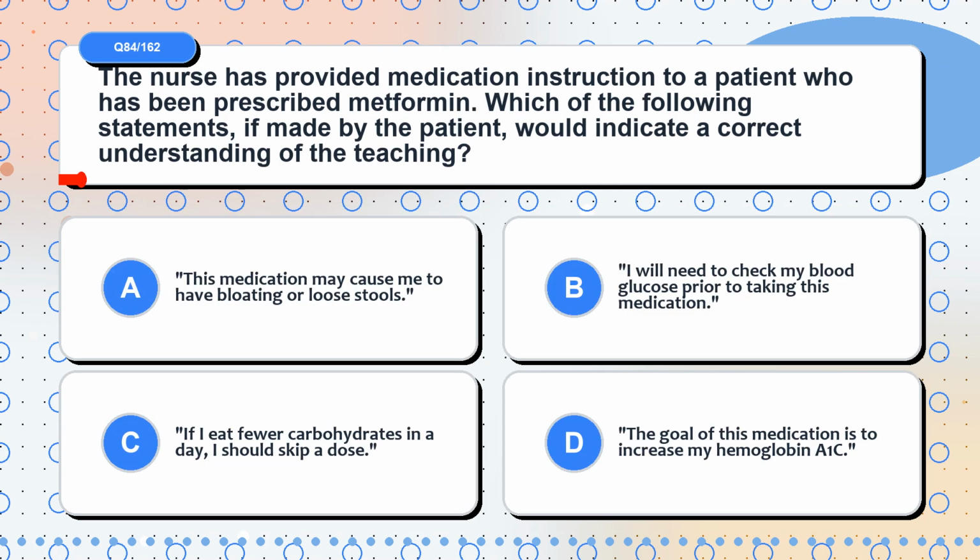Question 84. The nurse has provided medication instruction to a patient who has been prescribed metformin. Which of the following statements, if made by the patient, would indicate a correct understanding of the teaching? Here are the options. Option A, this medication may cause me to have bloating or loose stools. Option B, I will need to check my blood glucose prior to taking this medication. Option C, if I eat fewer carbohydrates in a day, I should skip a dose. Option D, the goal of this medication is to increase my hemoglobin A1C.